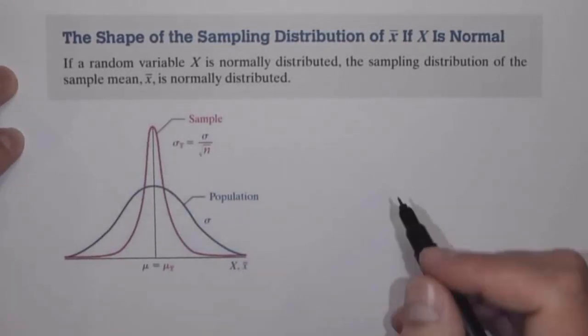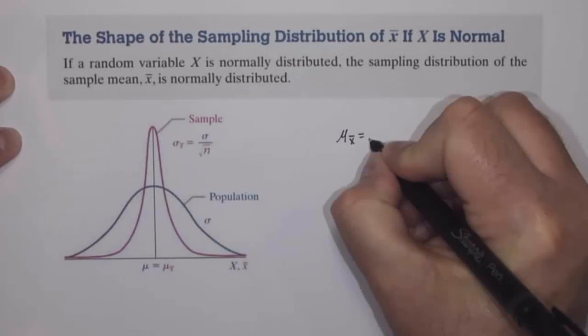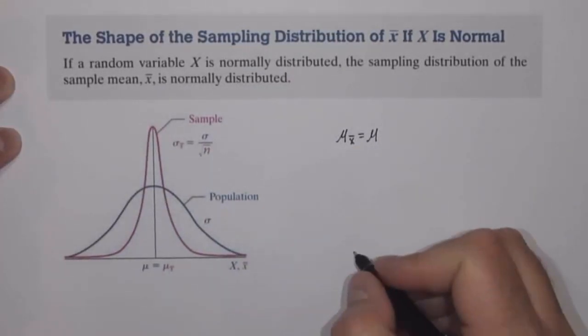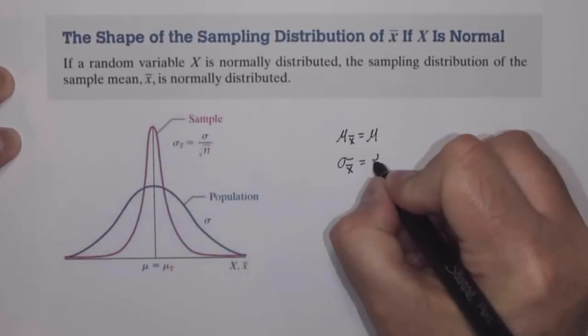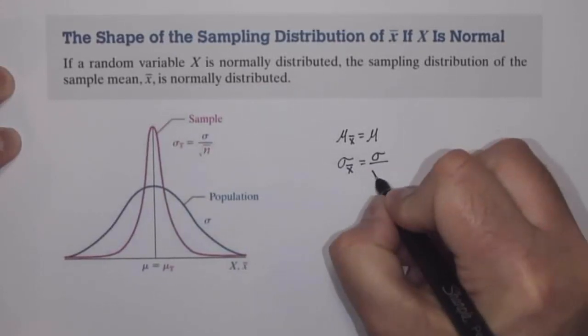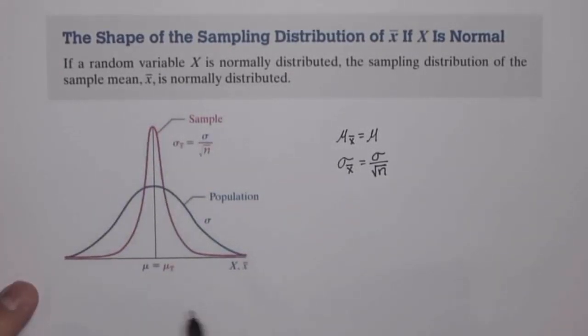Plus, what we've learned previously is that the mean of the X bar distribution equals the mean of the population, and the standard deviation of the X bar distribution equals the standard deviation of the population divided by the square root of the sample size. So we have a visual here to kind of help us see the difference.